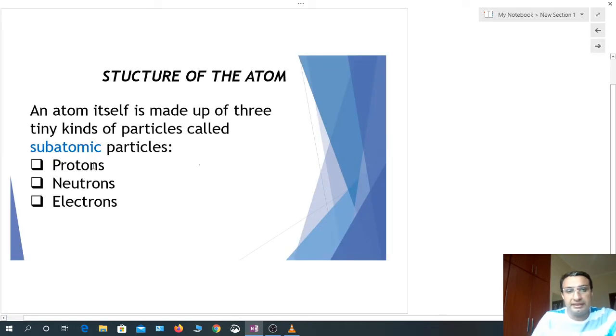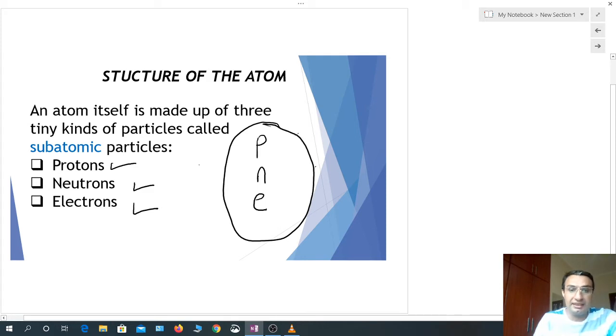So let's discuss, since I said atom has three subparticles. These subparticles are protons, neutrons and electrons. It means that an atom is made up of protons, neutrons and electrons. These are the main parts, and these parts are smaller than atoms, okay. So we can say every atom consists of these three subparticles.